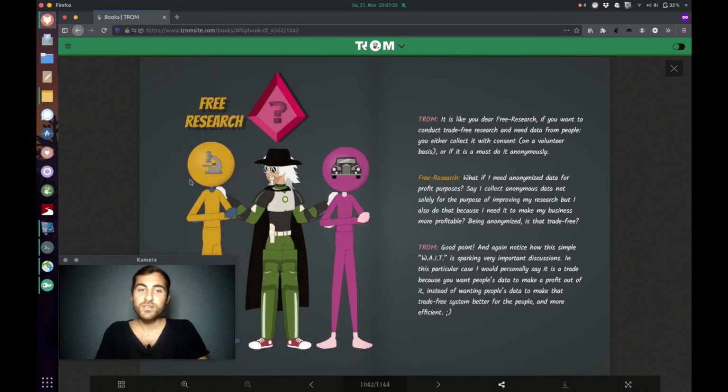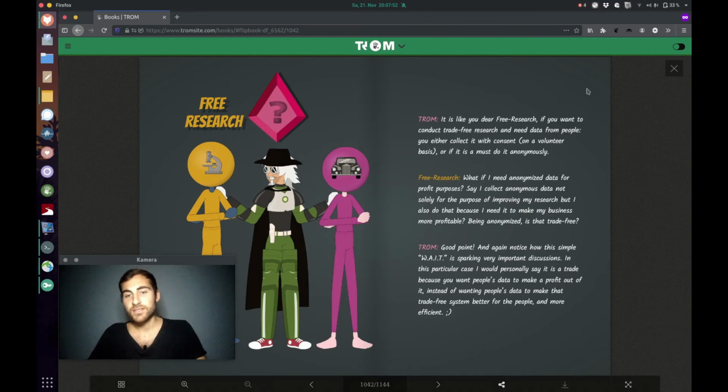And now free research comes in and the TROM superhero continues. It is like you, dear free research, if you want to conduct trade-free research and need data from people, you either collect it with a consent, like on a volunteer basis, or if it is a must, do it anonymously.